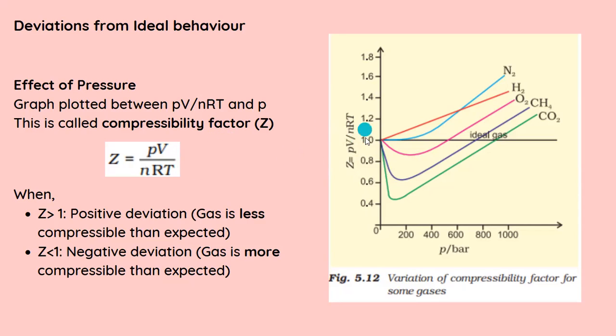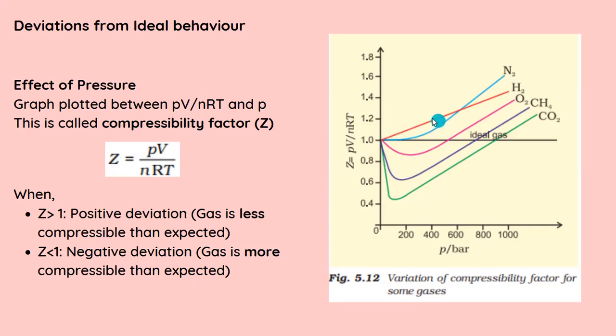Now, this has been derived from the equation PV equals nRT. We're just assuming that Z is a particular value. For ideal gases, since PV equals nRT, Z will be equal to 1. Based on the value of Z, you have two different kinds of curves that you observe. The first one is when you have a positive deviation. Positive deviation is when Z is more than 1.